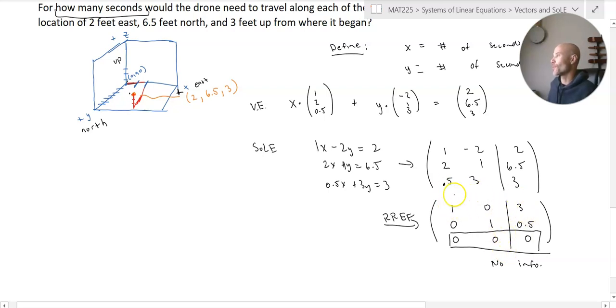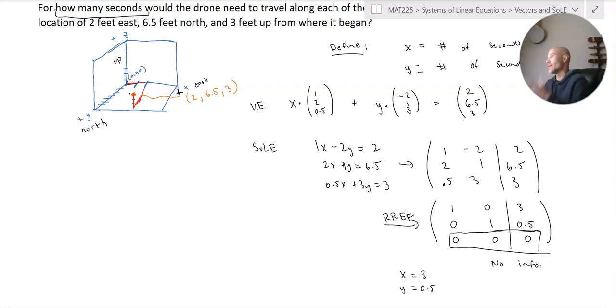And it simply says, if we read the equations now, 1x plus 0y equals 3, 0x plus 1y equals 0.5, and then this equation just says 0 equals 0. So that's where we get information in terms of how many solutions it has from that line, but we don't get any information about the solutions themselves. So what does this suggest? Well, we should take path 1 for 3 seconds, and we should take path 2 for 0.5 seconds.